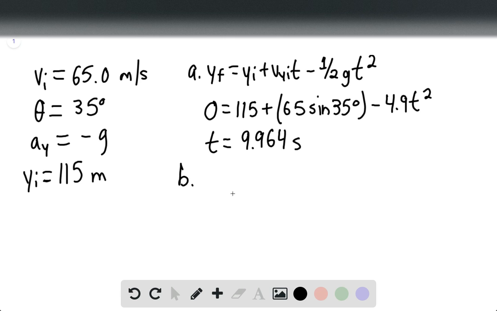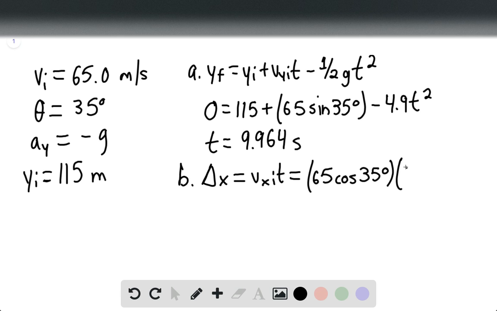And for part B, they're asking us for the total displacement in the x direction. So we can say delta x equals Vx initial t. So this will equal 65 cosine of 35 degrees times 9.964, and delta x equals now 531 meters approximately. So that'll be your answer for part B.